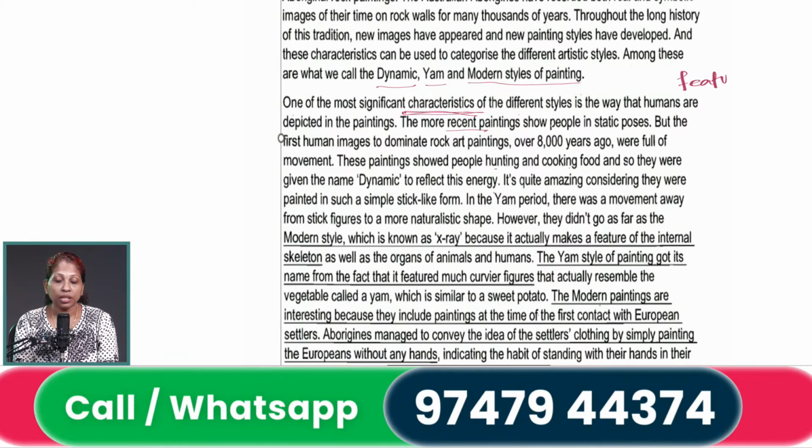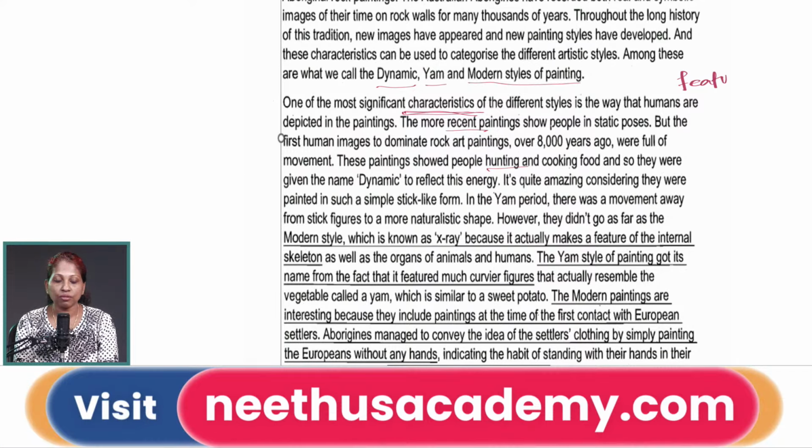These paintings showed people hunting, cooking food, and so they were given the name dynamic to reflect this energy.